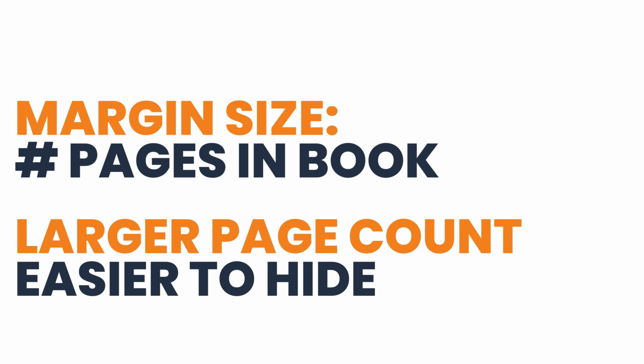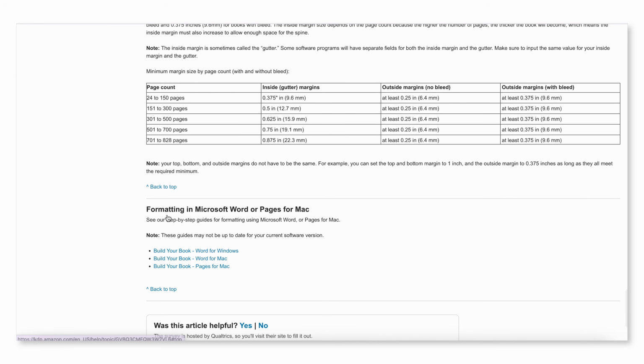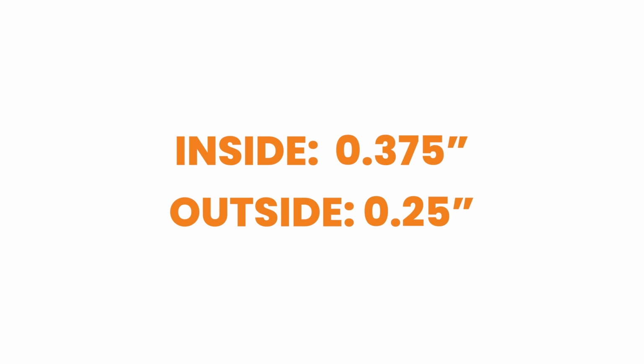So to figure out the potential margins we should use, we head back to KDP to see what they typically recommend when it comes to our page count. However, we suggest using these numbers as a starting point and then adjust to whatever you think fits and looks the best. Based on our book, KDP suggests we go with 0.375 inside and 0.25 outside.